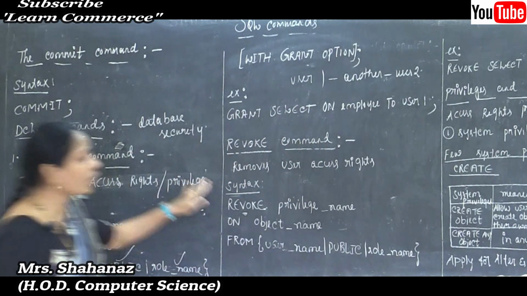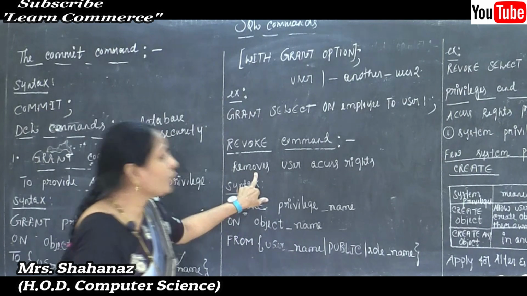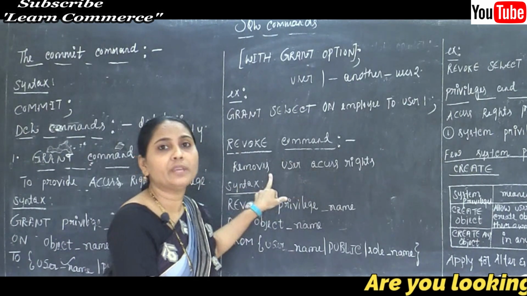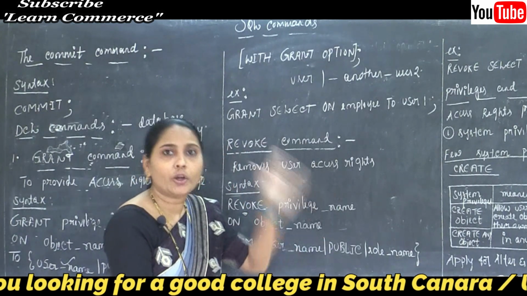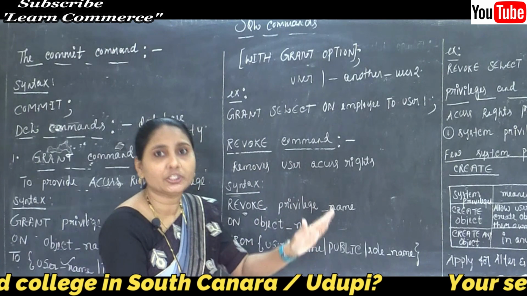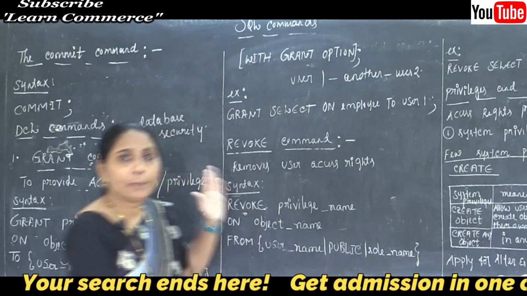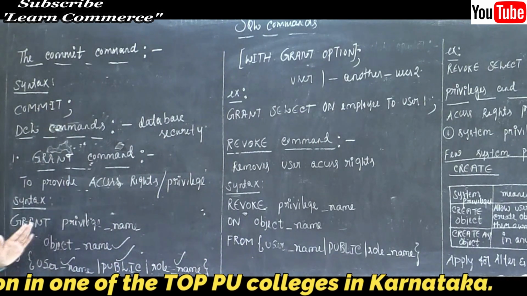So the revoke command is used to remove the user's access right on a database object. It removes the permission from the user, or it removes the access right permission from the user. Privilege is only called the permission. Now let's see how we use the syntax for the revoke command.